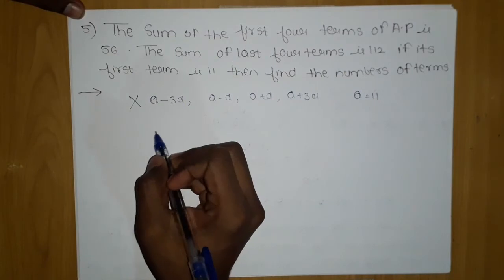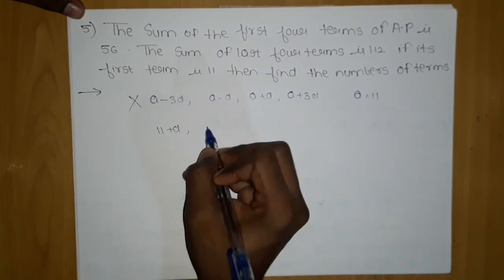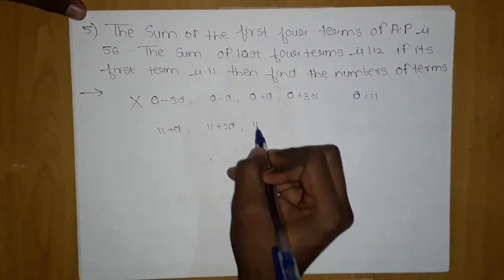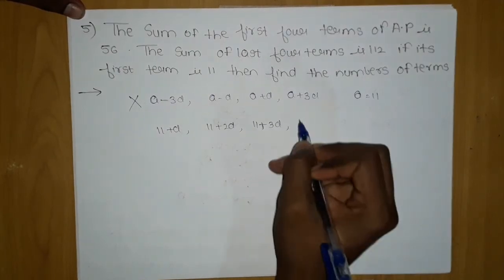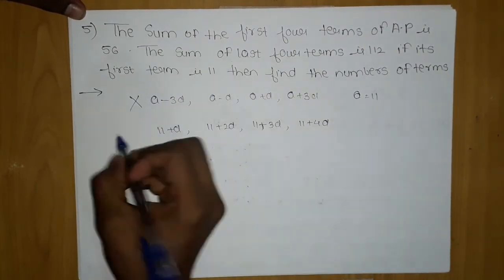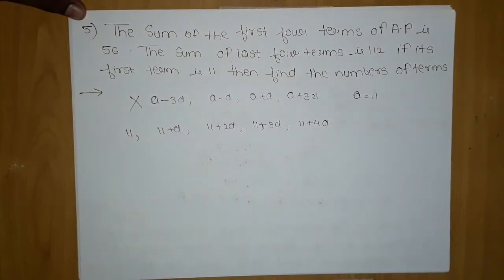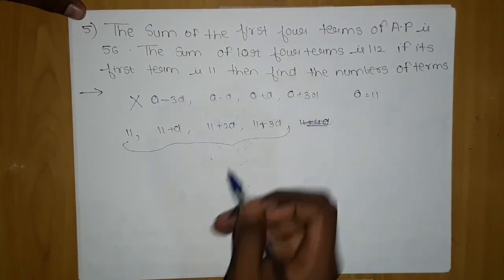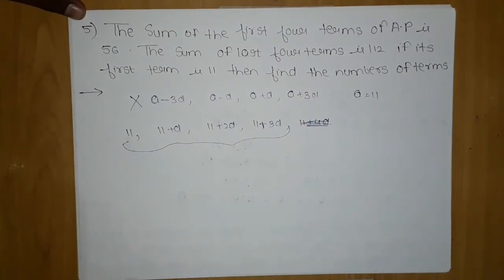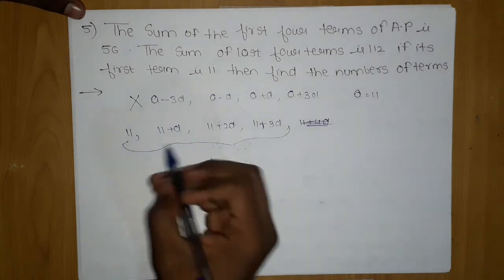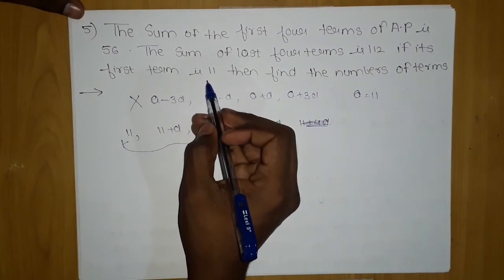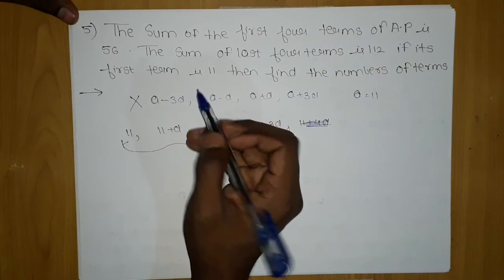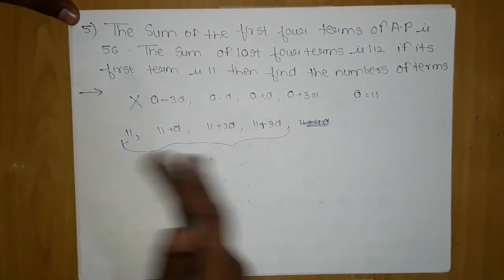How will you take the terms? You will take the terms like 11, 11 plus d, 11 plus 2d, 11 plus 3d. In this way you will take the terms. How many terms did we need? 4. So we got 4 terms. Never take the terms in the other way, otherwise you create a trap for yourself. That's why they have told a is equal to 11.